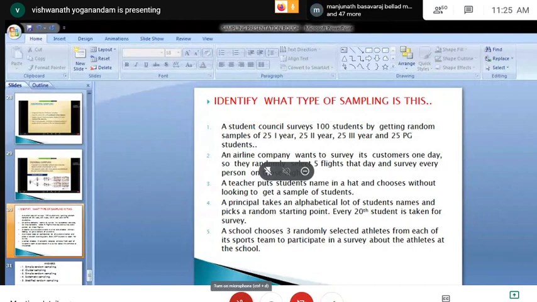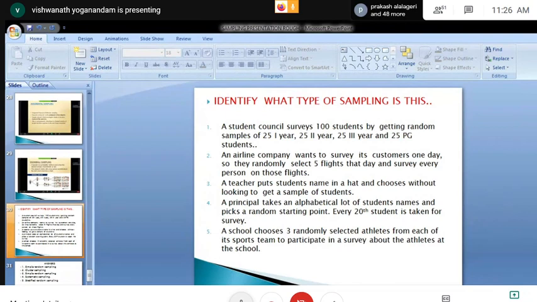It's quota sampling. Quota. It is a stratified sampling technique. No, false. Stratified random sampling. Okay, let us see the answer.